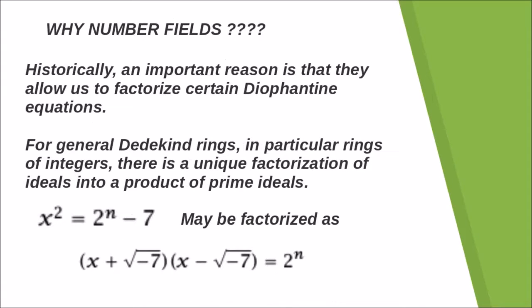Okay. So now the question arises: why number fields? Historically, an important reason is that they allow us to factorize certain Diophantine equations. For example, for general Dedekind rings, in particular rings of integers, there is a unique factorization of ideals into a product of prime ideals. For example, here is the Ramanujan equation, x squared is equal to 2 to the power n minus 7, which may be factorized as x plus root of minus 7 multiplied by x minus root of minus 7, which is equal to 2 to the power n.